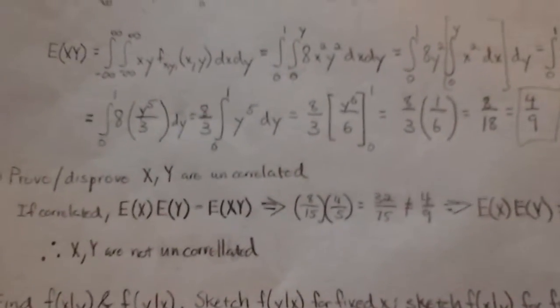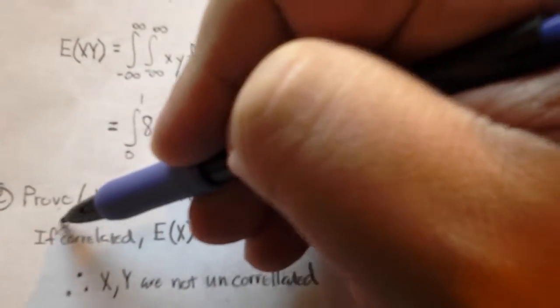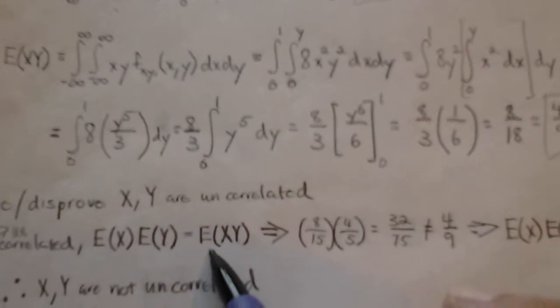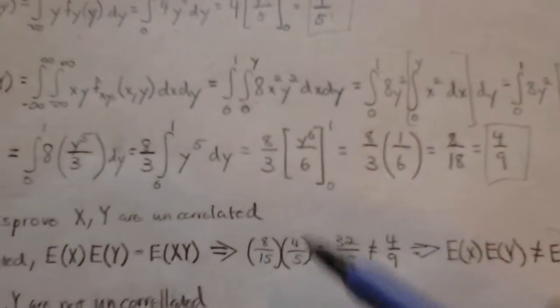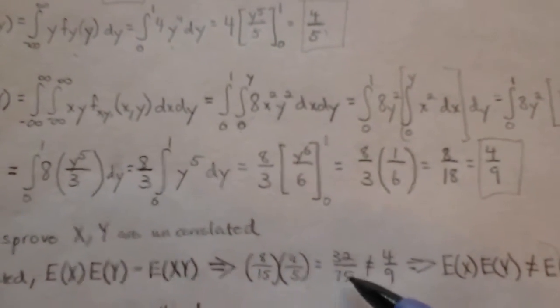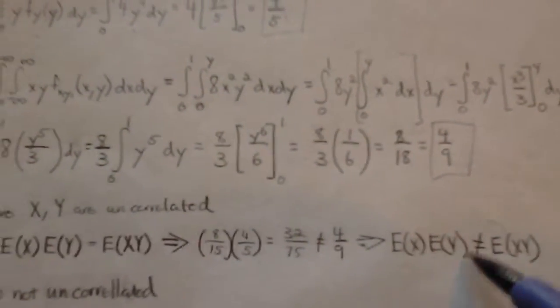Now, part E asks us to figure out whether x and y are uncorrelated. If it is uncorrelated, then basically our function should be true. So if we take our values up here, 8/15 times 4/5, that ends up being 32/75, which is not equal to 4/9. Hence, this is not true. Hence, it is not uncorrelated.